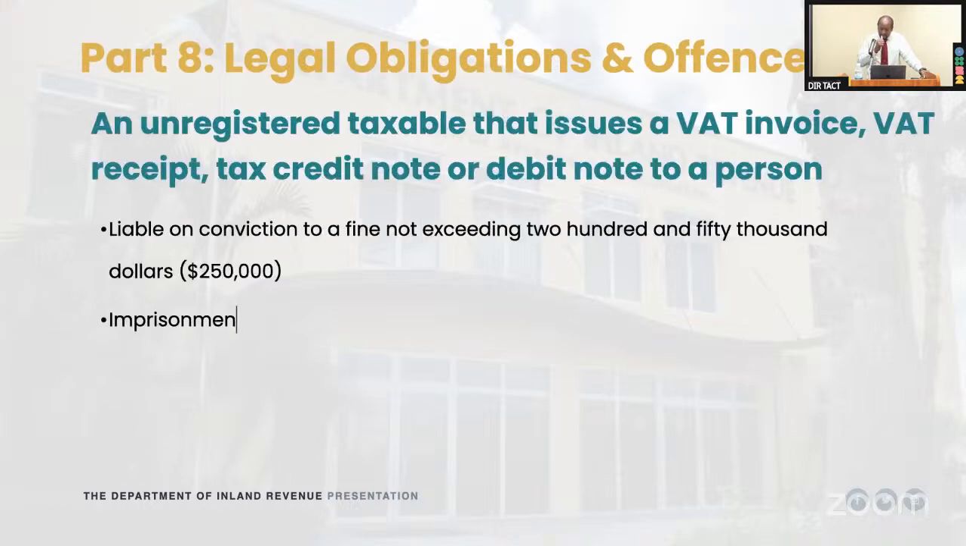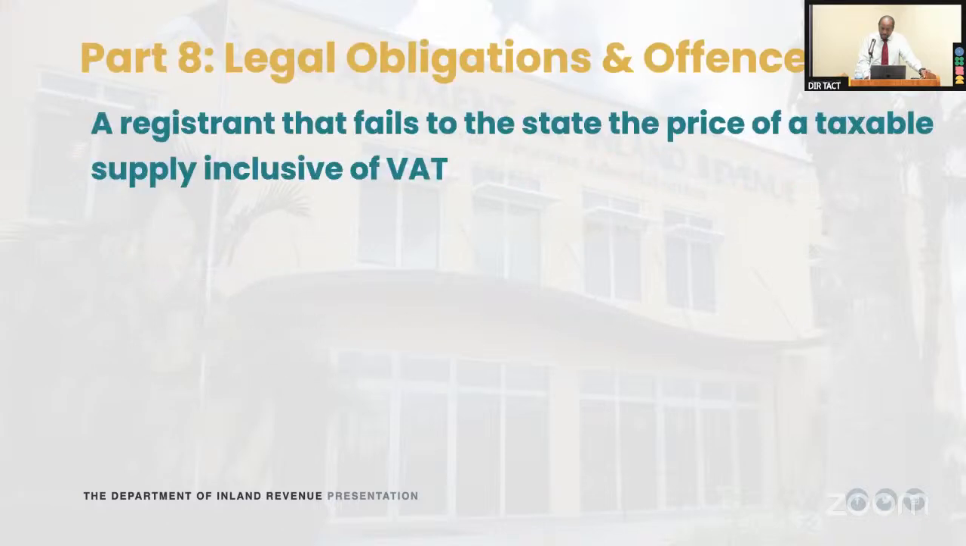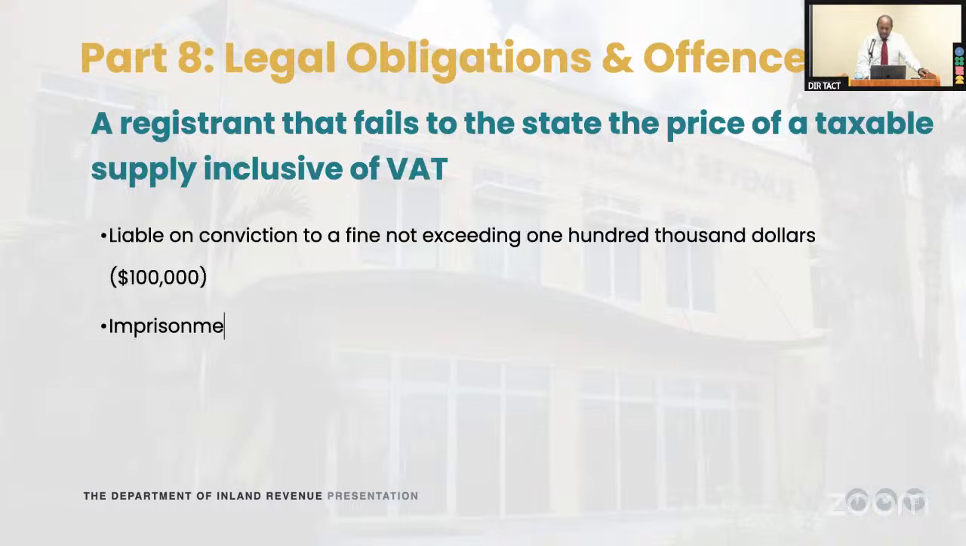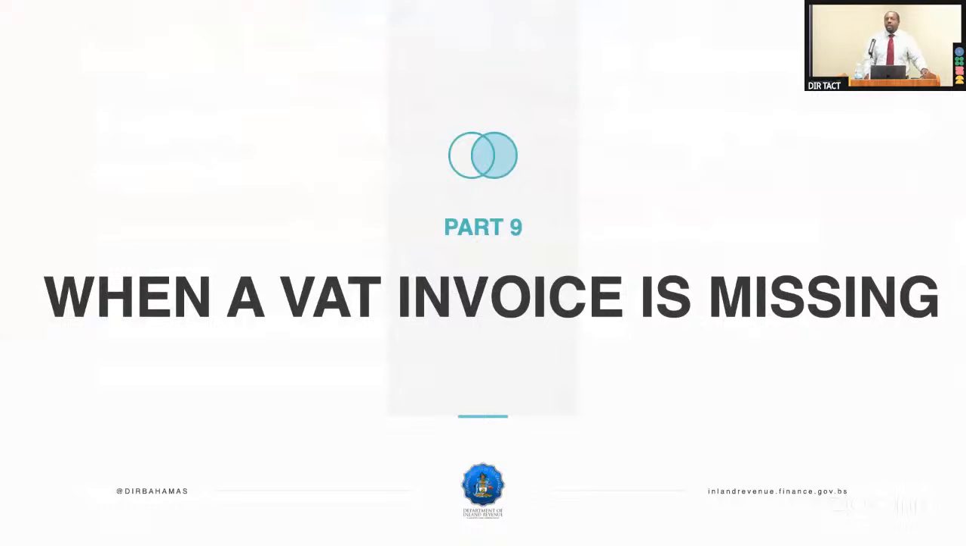An unregistered taxable that issues a VAT invoice, liable up to $250,000 could be fined, imprisonment up to 12 years, or both fine and imprisonment. A registrant that fails to state the price of a taxable supply inclusive of VAT, liable up to $100,000, imprisonment for 12 months, or both. Earlier inside the presentation, we made sure we included the link if you do want to go and see some of the other charges, because we didn't go through all of them, to have an understanding of what fines and penalties you can incur for different actions.